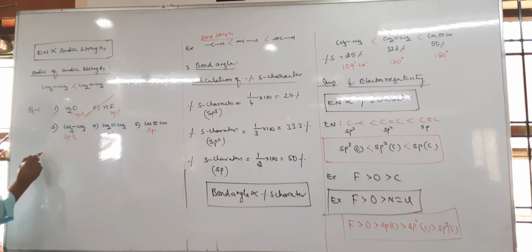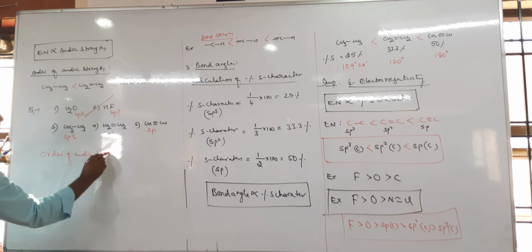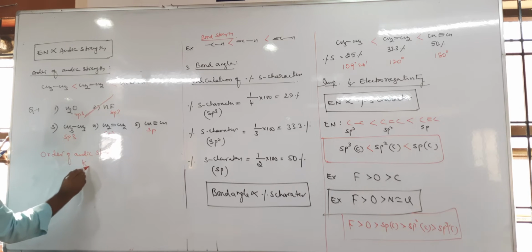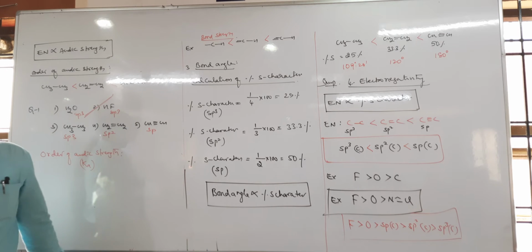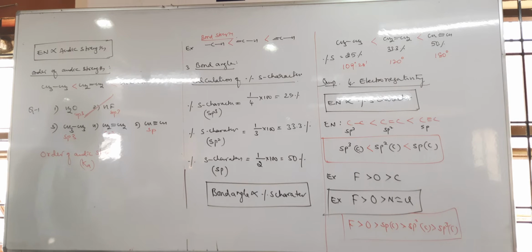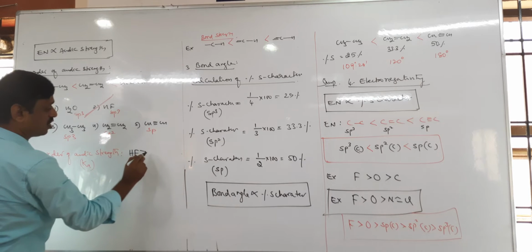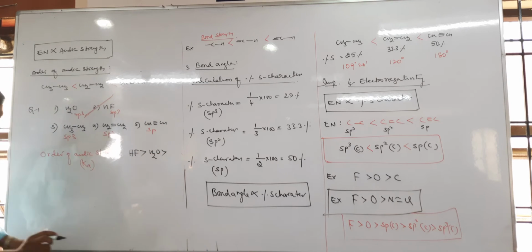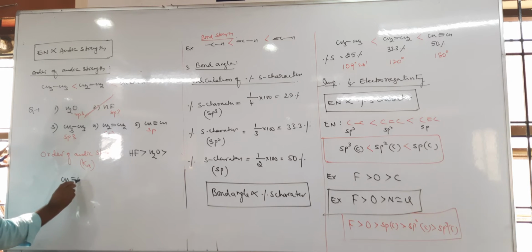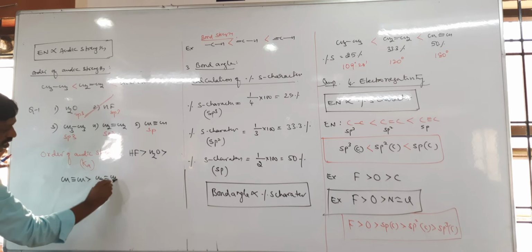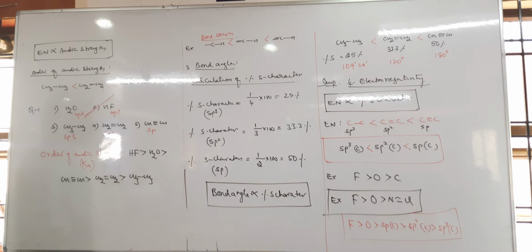Then if I want to write the order, tell me. Order of acidic strength. Generally acidic strength is denoted by Ka. We will study later. Ka is called the dissociation constant of a weak acid. So Ka is directly proportional to acidic strength. Come on, tell me, which of the following is more acidic? HF, more acidic. Then next is H2O. Next is acetylene, CH≡CH. Next is ethene. Next is ethane. Yes or no?